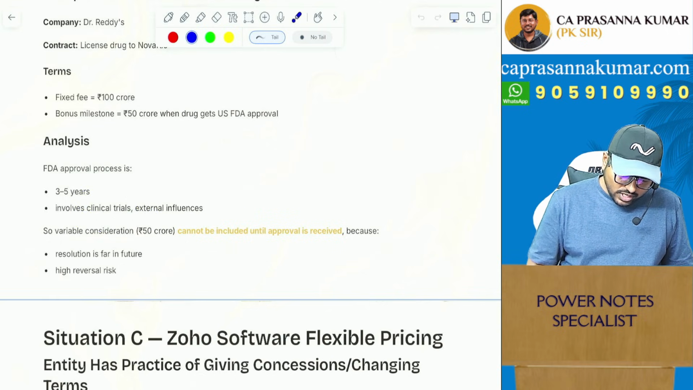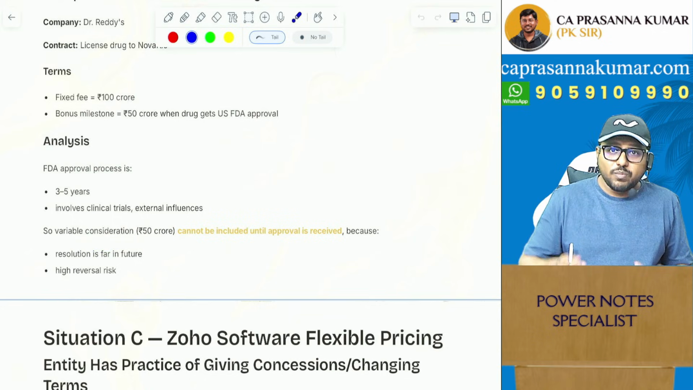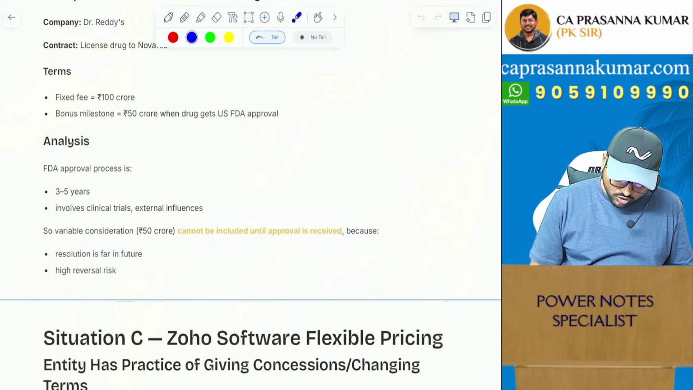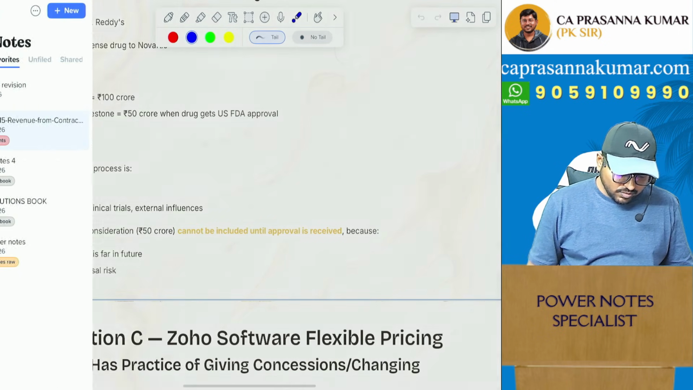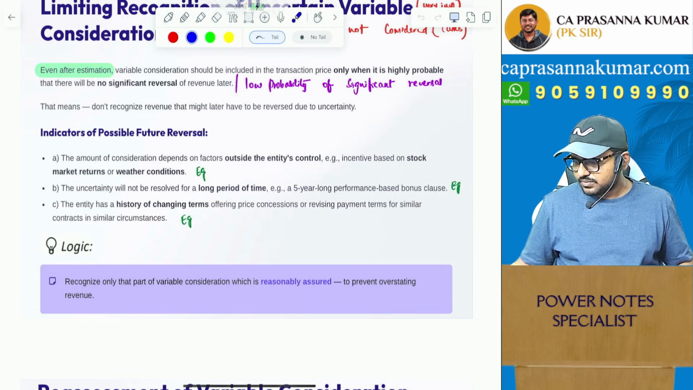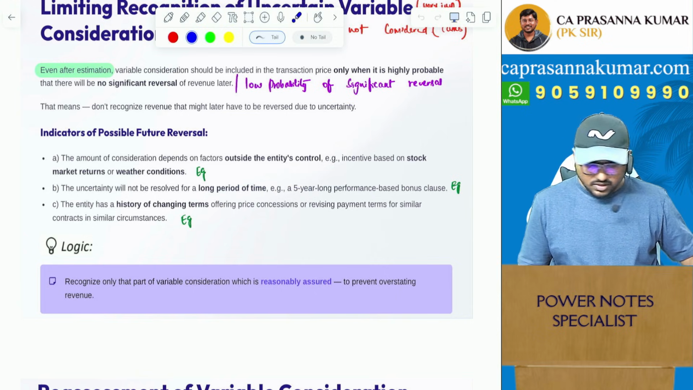So, therefore, now tell me, can I include this variable consideration? No, because the time gap is too long. So, there's a high probability of significant reversal. Therefore, do not include. Got the point? That is the example for the second point. Look at the third point now. Look at the last point.